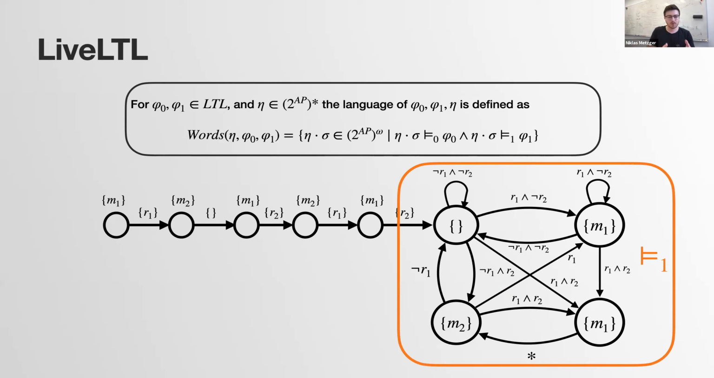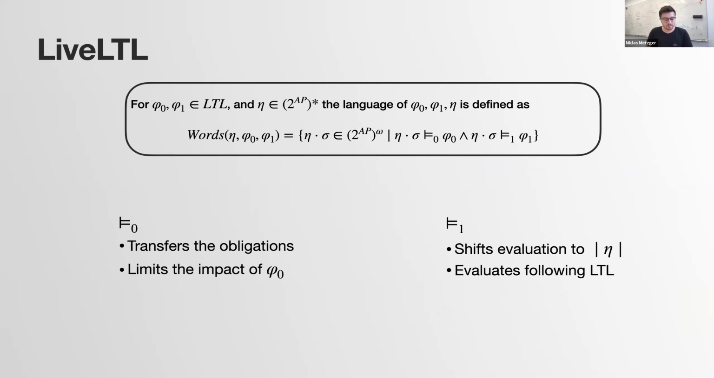So we actually split this in two parts because at the point where the update happens, we need to change the behavior of the initial specification, and we need to change the verification exactly at this point. So this is very interesting what happens here. Just to summarize this, the first semantic evaluation transfers the obligations and limits the impact. So these are the two statements that we made. And the update semantic evaluator shifts the evaluation to the update point. So it takes the LTL formula, shifts it to exactly the correct position, and then evaluates as a normal LTL.